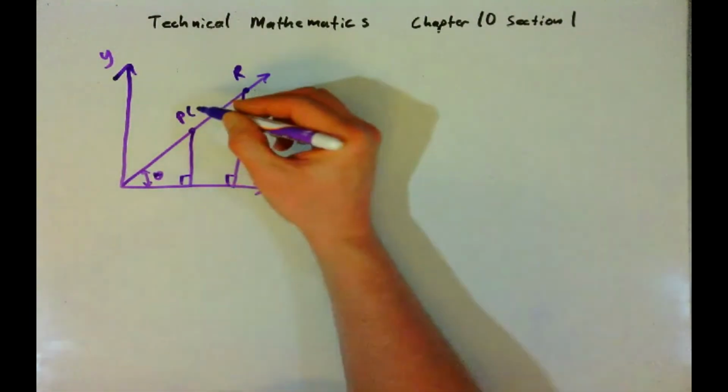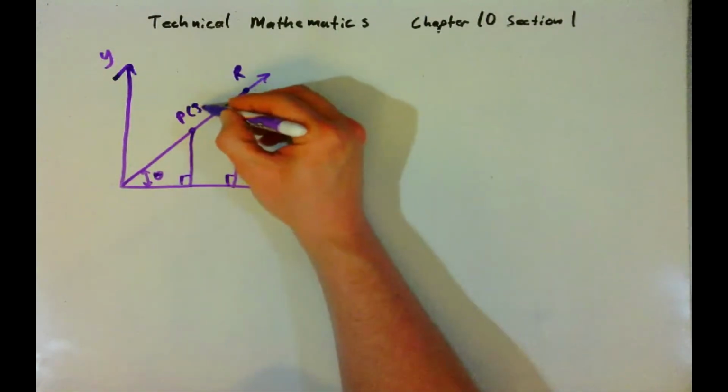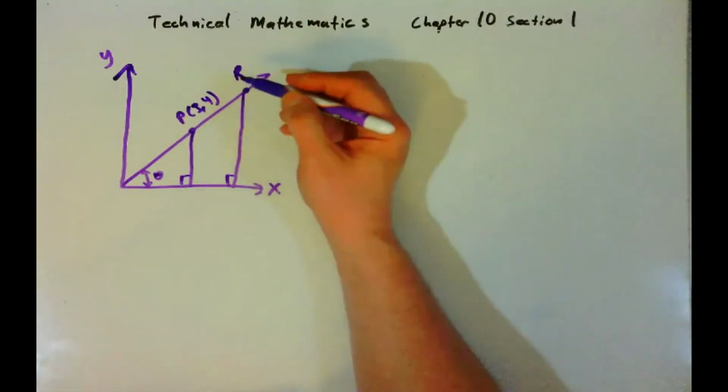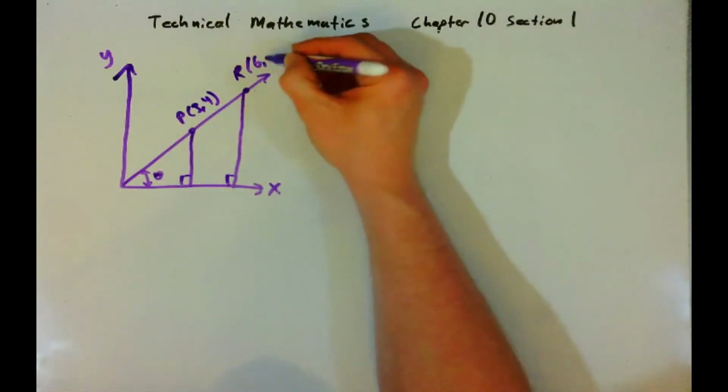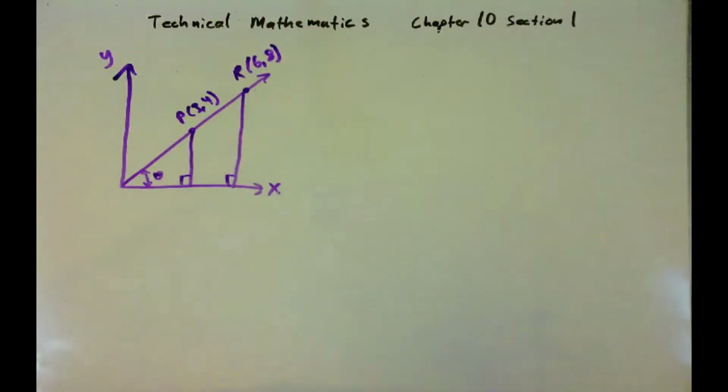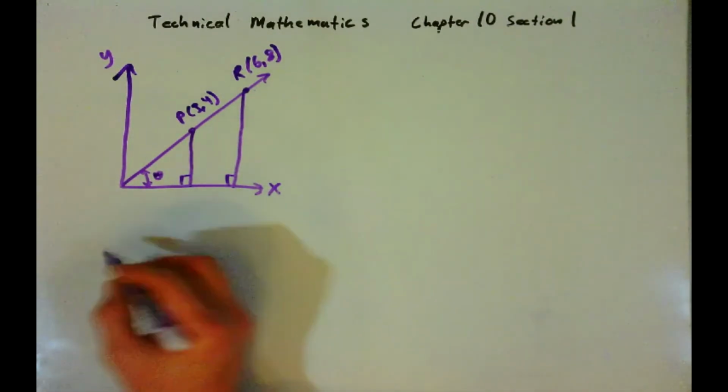Let's consider P as (3, 4), and let's consider R as (6, 8). And now let's find the values of the 6 trigonometric functions for each one of these triangles. There's two triangles here, and they're similar. Let's find the trig functions for each of the two triangles.